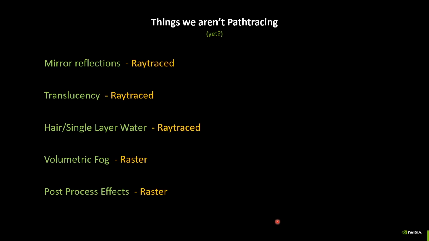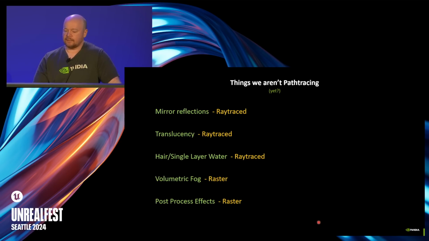And likewise for post-process effects, your depth of field, bloom, motion blur, those are all still rasterized. All these things theoretically could be path traced. Without some improvements, they get expensive to do. So we'll see what the future brings.